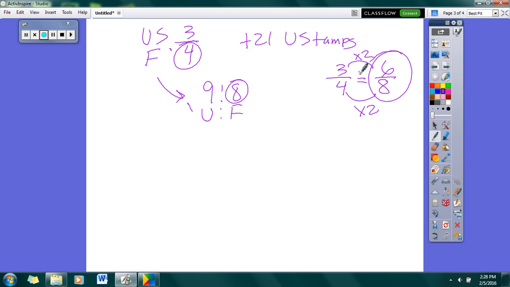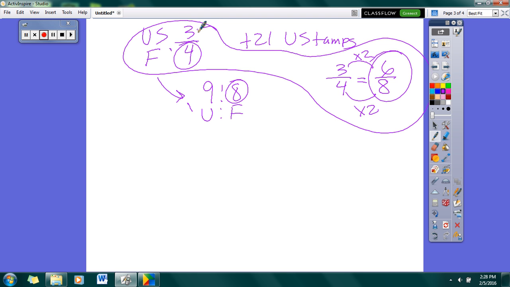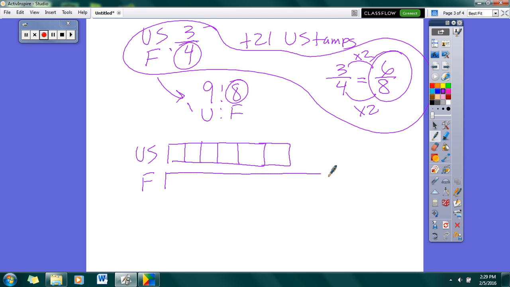But something did change. We added 21 stamps, and that's why my ratio changed. So I'm going to draw these ratios, which are the exact same. U.S. to foreign. This is when nothing changes. 3 to 4 is the same as 6 to 8. Okay, so this is when nothing changed, but something did change. We added 21 stamps, and instead of 6, I now have 9. So I have to add 3 more boxes to represent my 21 stamps.